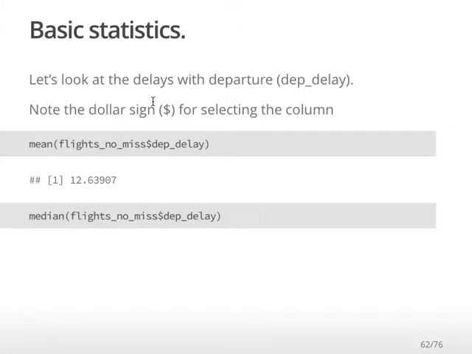We can also get the median. You remember that the median is not the same as the mean. The median is -2. So if we take the 50th percentile of that distribution, the median flight leaves 2 minutes early.